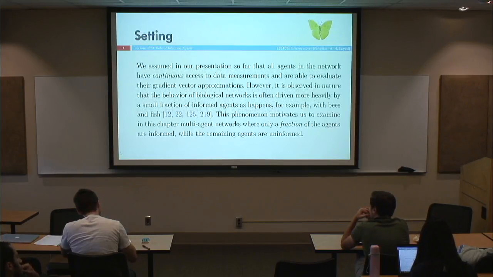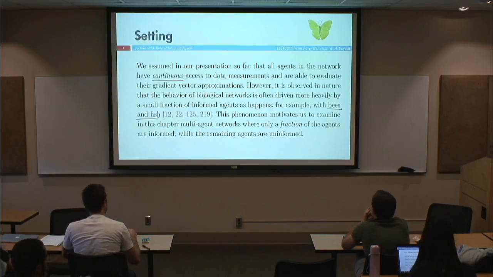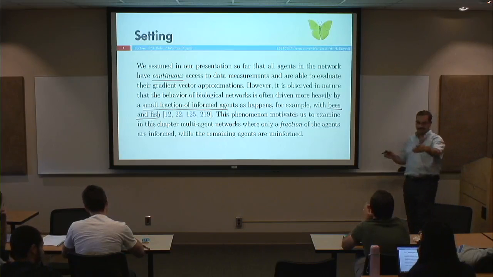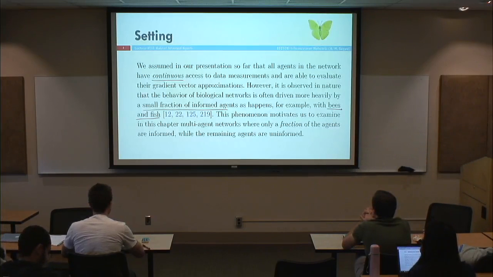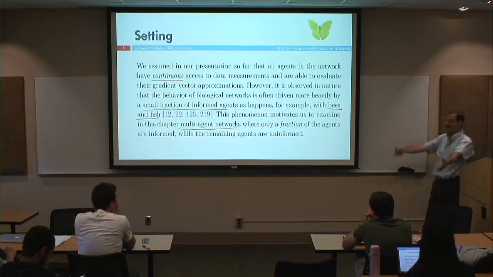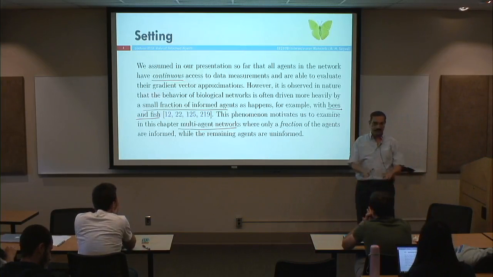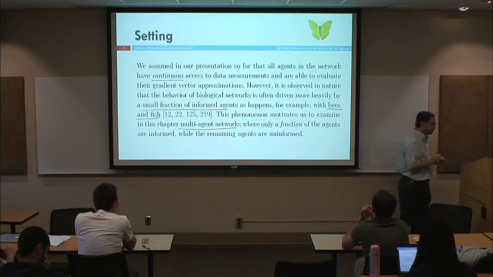Here I'm just introducing the topic that it's not always the case that all agents will have access to information, and I give you examples here of bees and fish, where often only a small fraction of them tend to be informed, and the others are following around. So let's study this case where I have a network that's trying to solve a learning problem, an adaptation problem, an optimization problem, but not everyone is informed. So I have to define what I mean by informed.